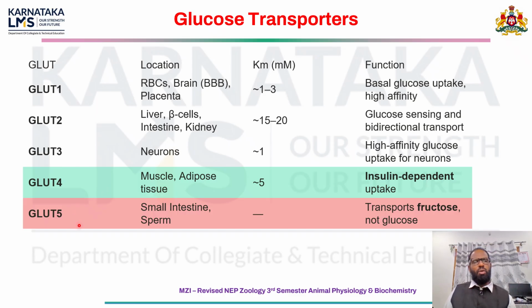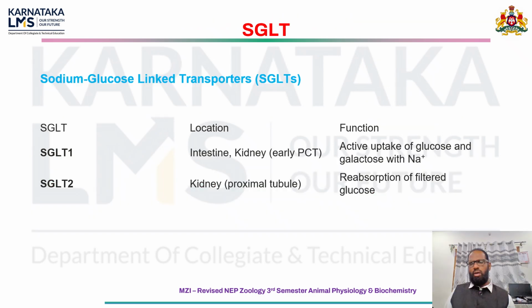And then the next important transporter is the GLUT5. As I have already told in the last slide, they are present in the small intestine, and they are also present in the sperm. These transporters are mainly responsible for the transportation of fructose, and they are not meant for the transportation of glucose. They don't have the ability to transport glucose, but they have the ability to transport fructose.